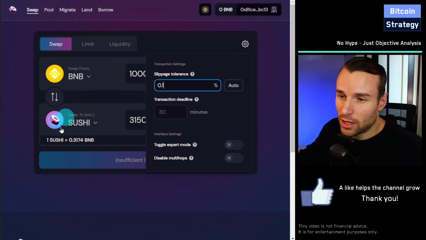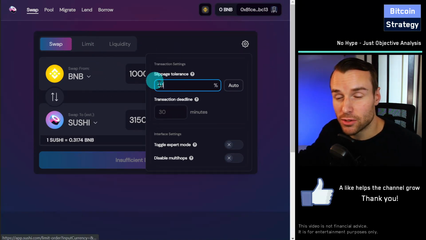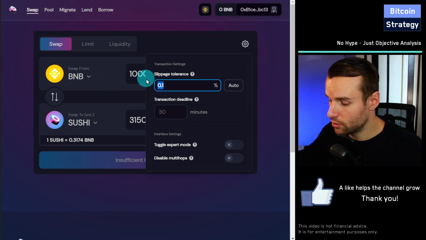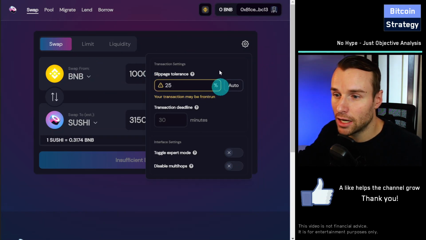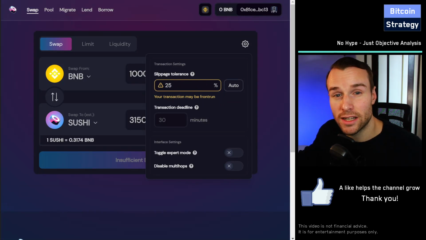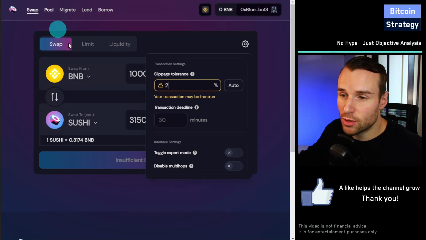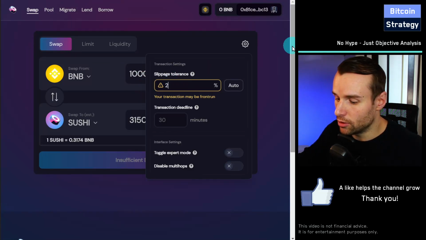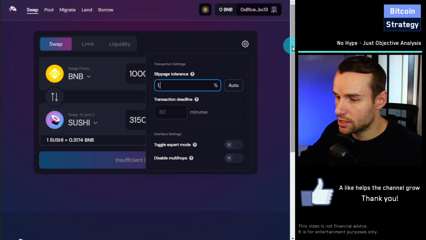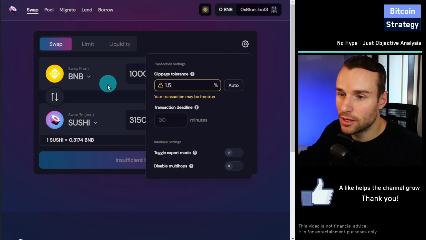And that's why some of the DEXs, for example SushiSwap, warn you about this front running. So when you put in a very high number here, you see the transaction may be front run. That's exactly the kind of mechanism I just showed you. SushiSwap even warns you about this when you only put in 2%. So this is how potentially effective these bots are.